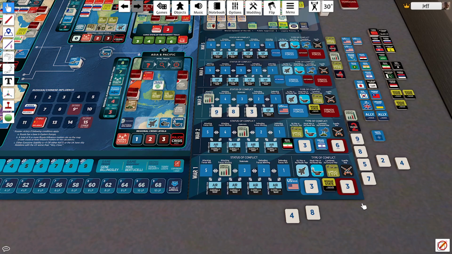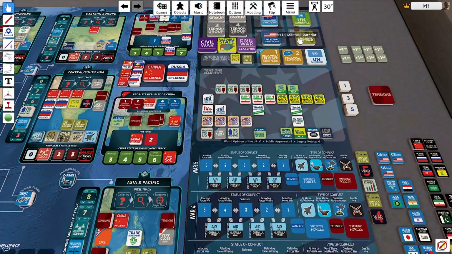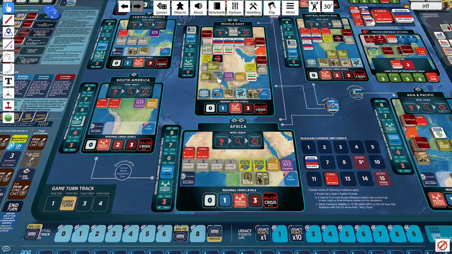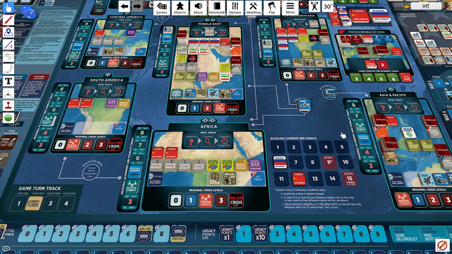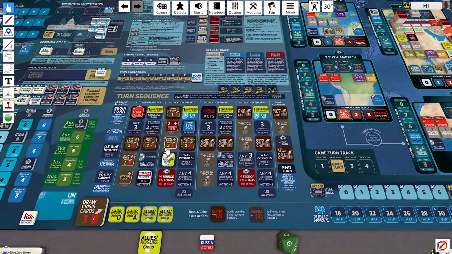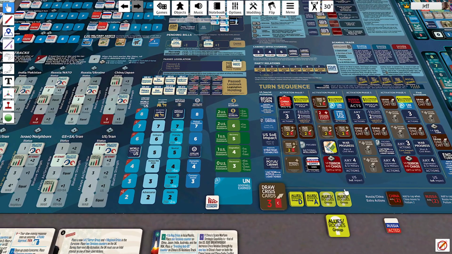+1 regional crisis. Military footprint. That goes to 3. It's not an overwhelming victory. It could have been. U.S. wins. 2 public approval, 1 RWC, 1 media relations. Two legacy points.